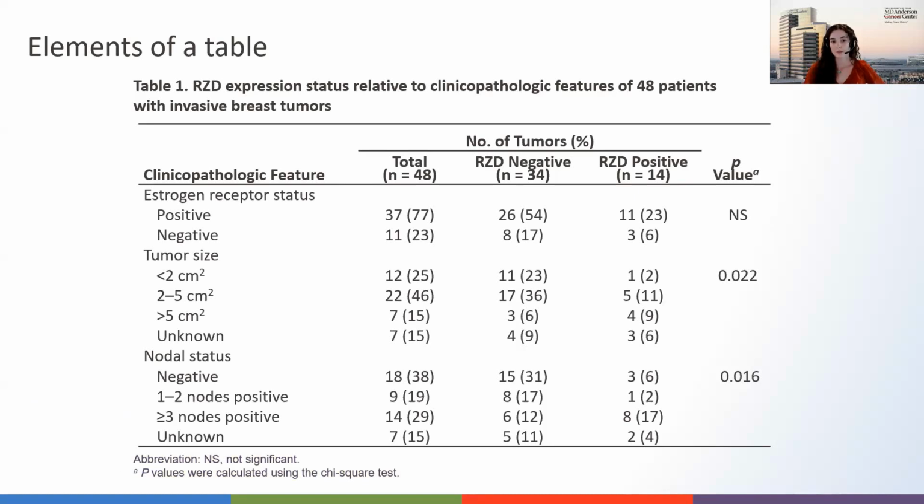A brief note about table design. Notice that there are no horizontal lines within the data field. The only horizontal lines that span the full width of the table are at the top of the table, beneath the column headings, and at the bottom of the table. Also notice that there are no vertical lines whatsoever. Most publishers do not use vertical lines in tables.